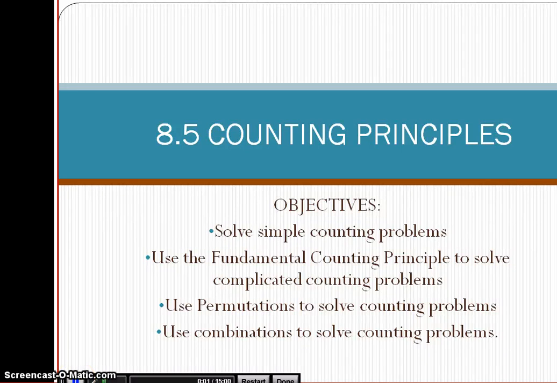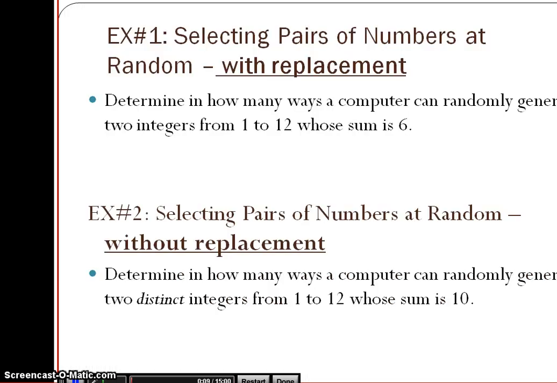Okay, class, we are going to do section 8.5 on counting principles, and we're also going to talk about what permutations and combinations are. Okay, so here we're going to talk about the difference between with replacement and without replacement. So here we're going to select a pair of numbers at random.